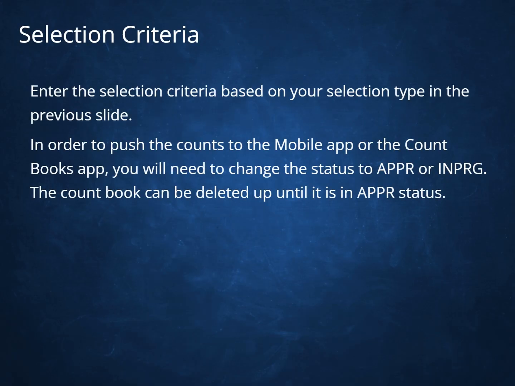Enter the selection criteria based on your selection type in the previous slide. In order to push the counts to the mobile app or the Count Books app, you will need to change the status to APPR or INPRG. The count book can be deleted up until it is in APPR status.